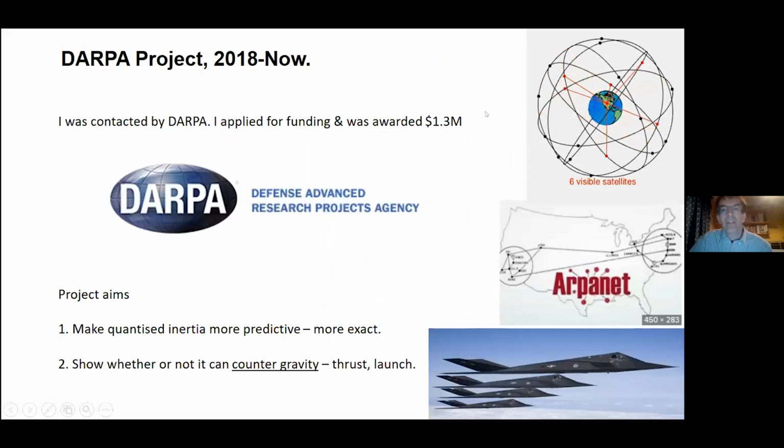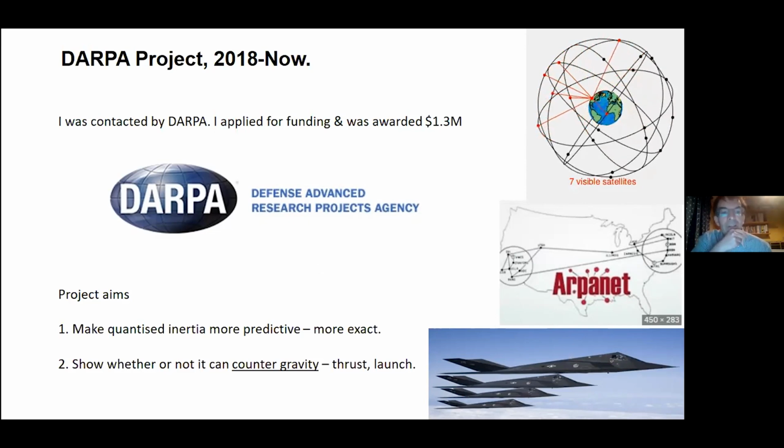Okay, so it was about this time that I was contacted by DARPA. They emailed me showing interest, and I applied for funding and was awarded $1.3 million to look into this. DARPA is the Defense Advanced Research Projects Agency, and they've had a hand in things like GPS, the initial versions of the internet, the ARPANET, and stealth fighters.